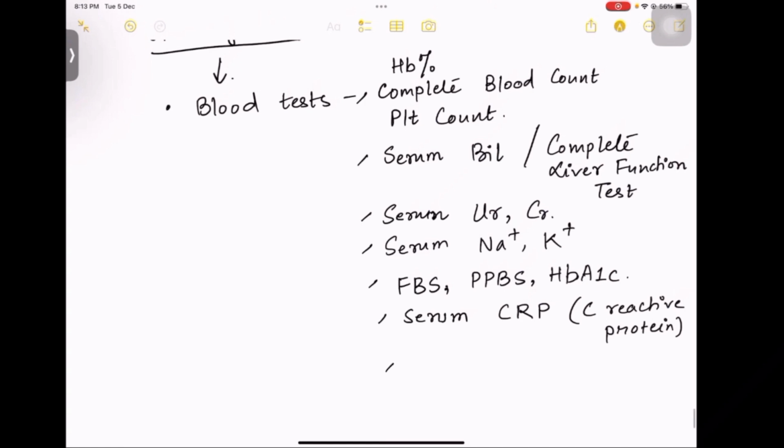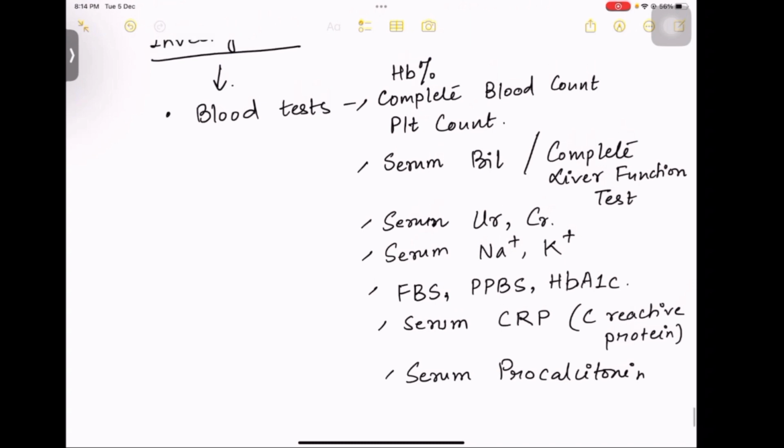First of all, you will do the routine blood tests, which involves the hemoglobin percentage, the complete blood count, the platelet count. You have the serum bilirubin, serum creatinine, serum urea, serum electrolytes, that is sodium and potassium. Your fasting blood sugar, postprandial blood sugar, and HbA1c. Along with that, as this is a case of septic shock, sepsis means infection and systemic inflammatory response syndrome, so you have serum CRP as well. And you will do serum procalcitonin.